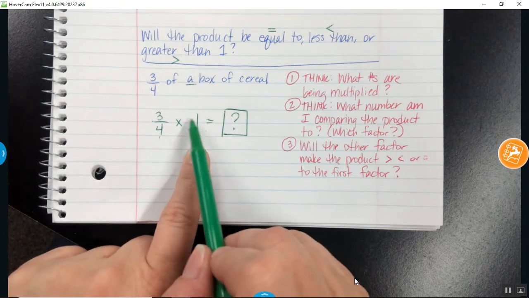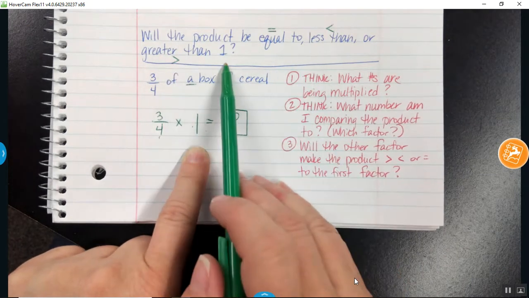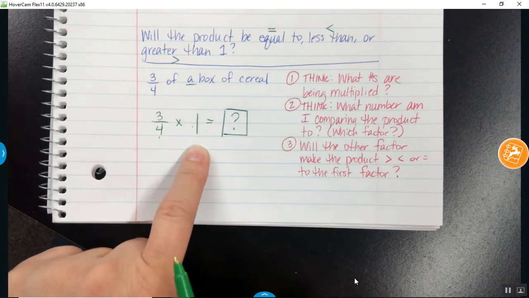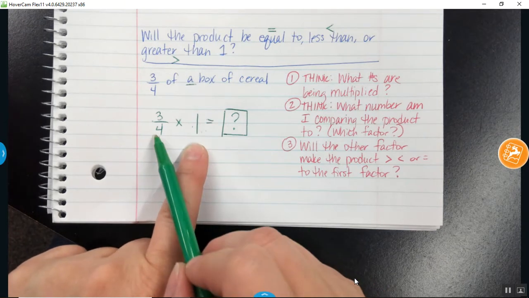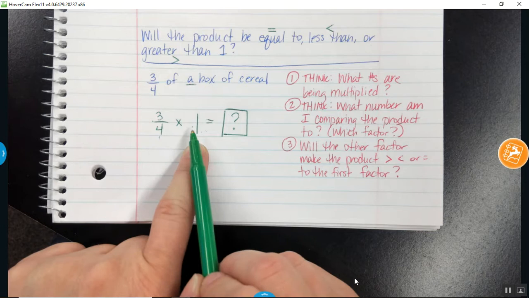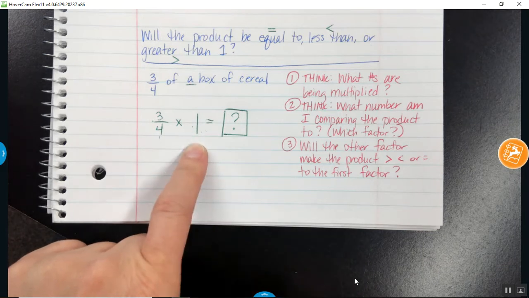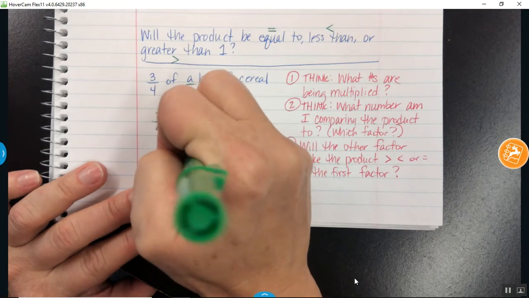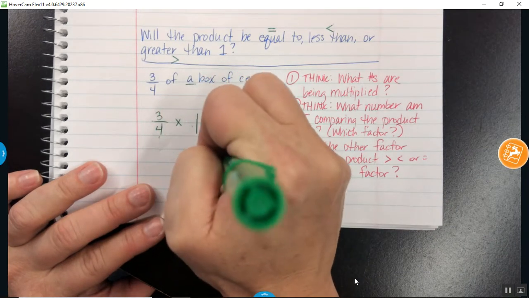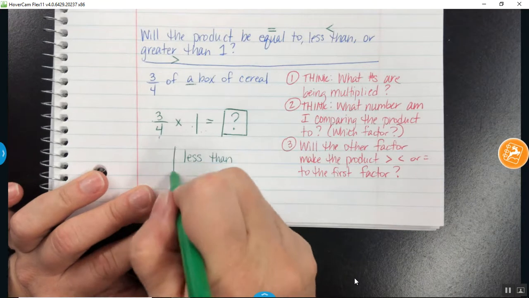I'm doing 3/4 times 1. The question is asking me, will the product be greater than, less than, or equal to 1? Well, what am I multiplying 1 by? I'm multiplying 1 by a number that is less than 1. So if I multiply a number by less than 1, then my product will be less than 1. Less than. Okay?